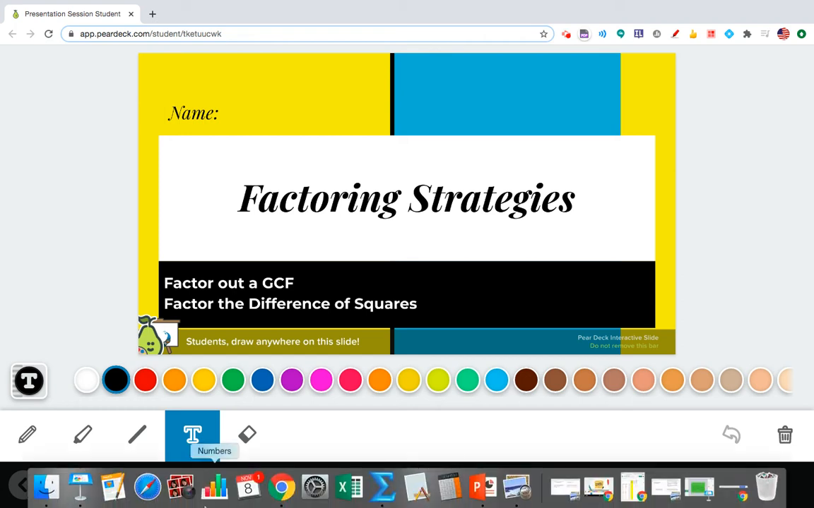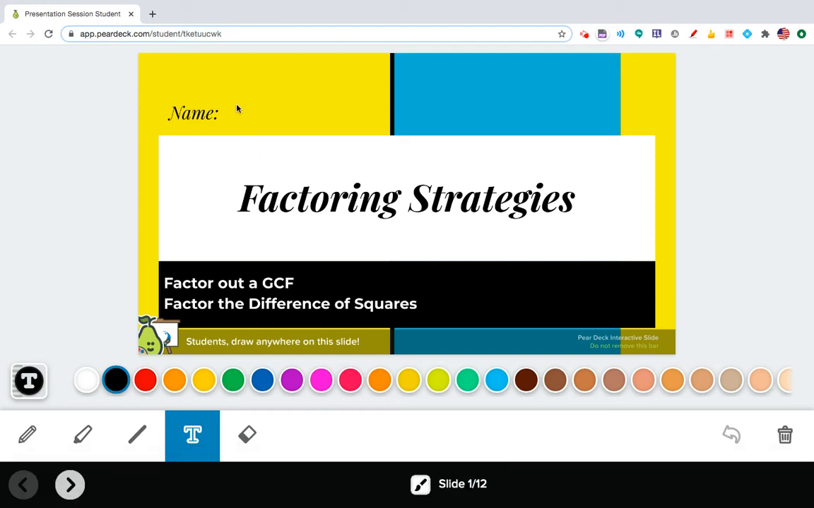In this lesson, we're going to review factoring strategies. We'll start by factoring out a greatest common factor, and then we will learn about factoring the difference of squares. Some of this lesson will be a review from Algebra 1.